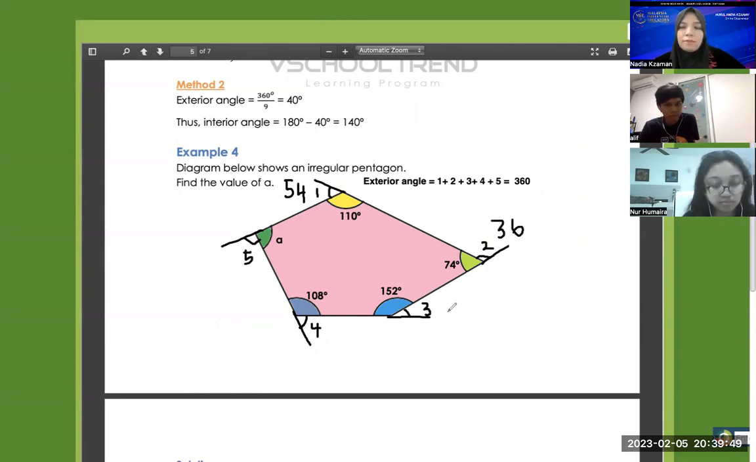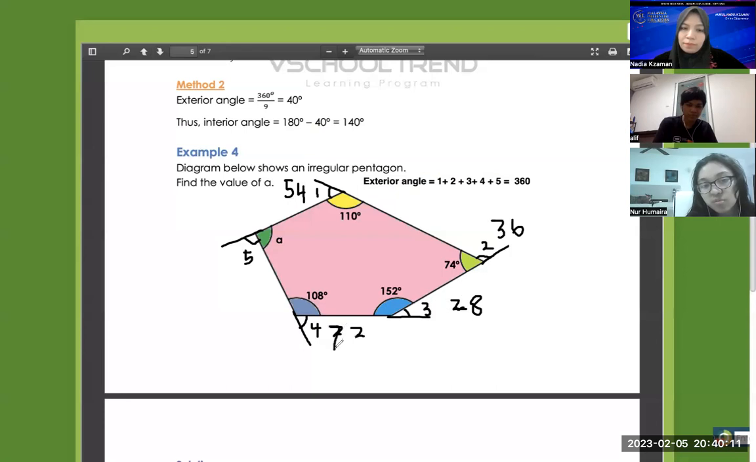Okay, Alif, for 3, 28. For number 4, 22. Okay, Myra, can you tell me how you get 54? Because 180 minus 2, you get 108, and then you divide that by 2, you get 54.